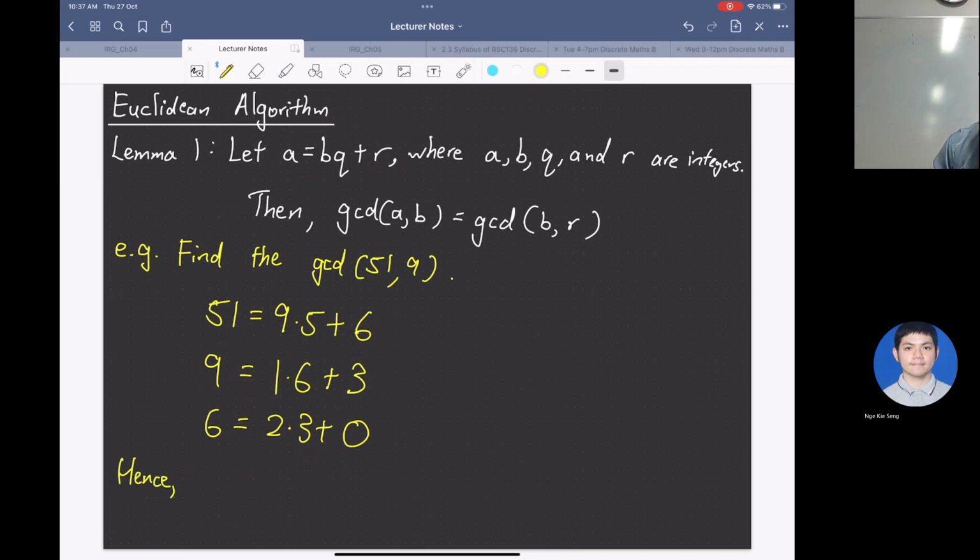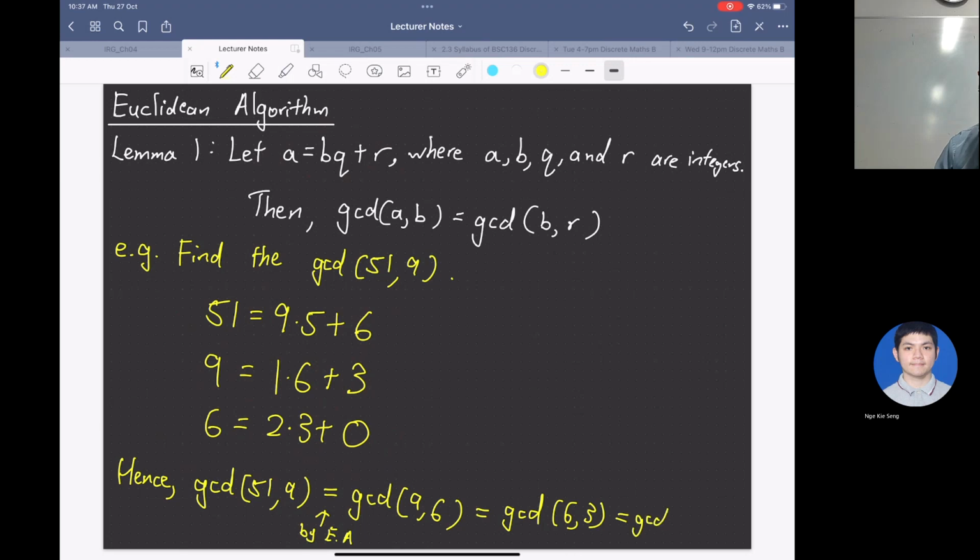Hence, the GCD of 51 and 9 is equal to the GCD of 9 and 6. This one is by the Euclidean algorithm. Then you keep doing it again. The GCD of 6 and 3 is the GCD of 3 and 0, which is 3. So this is the Euclidean algorithm.